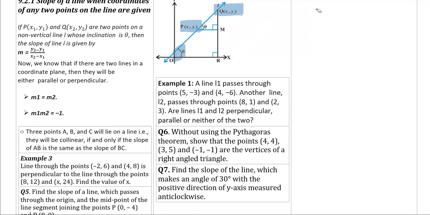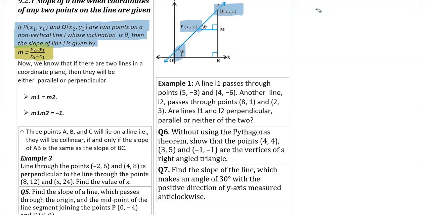So if we know 2 points, say P (x1, y1) and Q (x2, y2), and it has to be a non-vertical line. As you know, for a vertical line, the slope is not defined. Then the slope of the line is calculated using this formula: m is equal to (y2 minus y1) over (x2 minus x1).